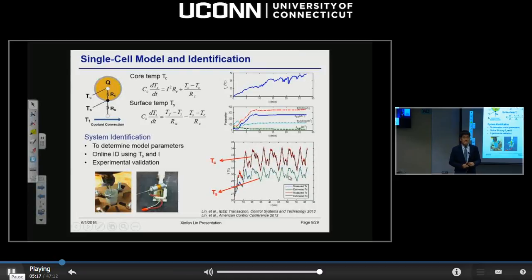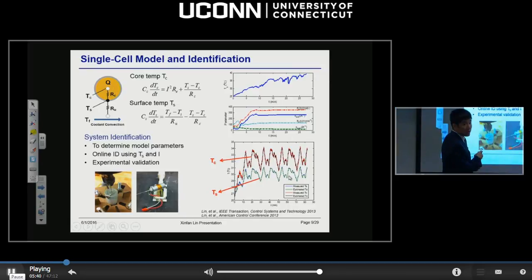So what exactly are you identifying? Okay. So this is the battery thermal model, and I'm identifying four parameters in here: the CC, the heat capacity of the core, and the internal resistance RE, and RC, the conductive heat exchange term between the core and the surface, and also the RU. Only identifying the thermal dynamics, right?